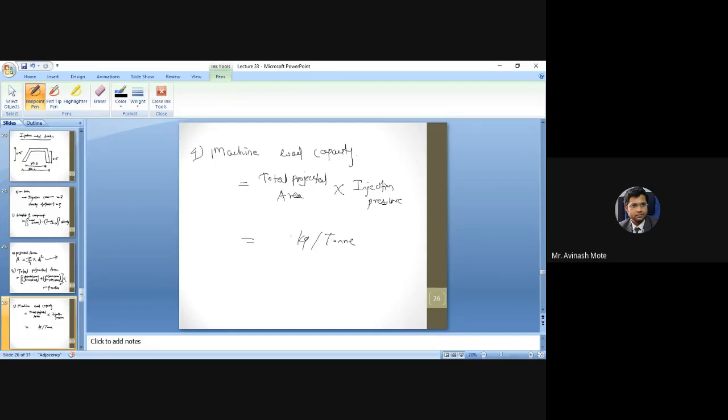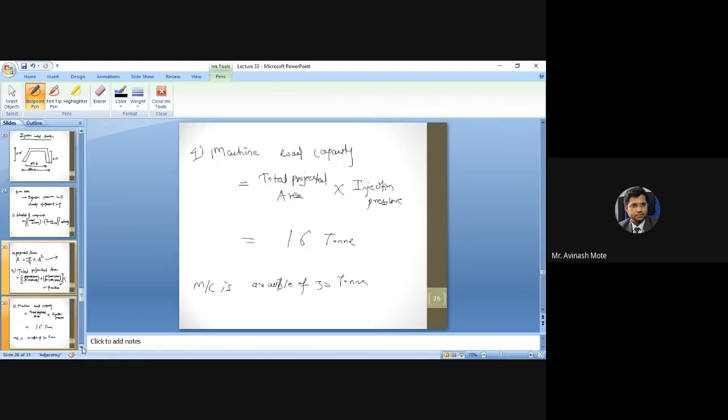So suppose your answer will be, for example, 16 ton. Your machine load capacity will be 16 ton, but that 16 ton machine will not be available. So in the problem, it will be mentioned that the machine is available of 30 ton. Getting it? Okay. So that figure now you will have to consider for the reverse engineering purpose.